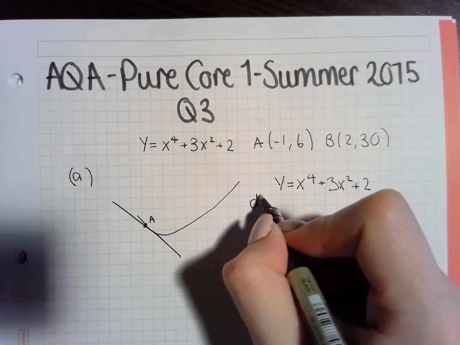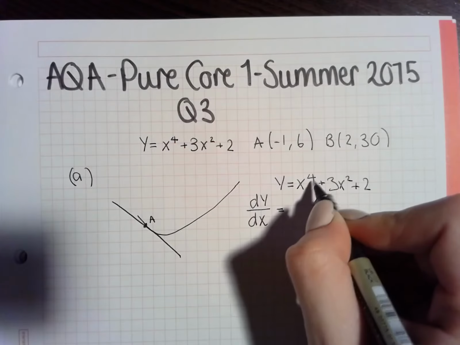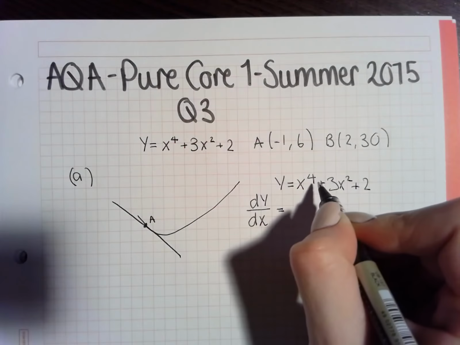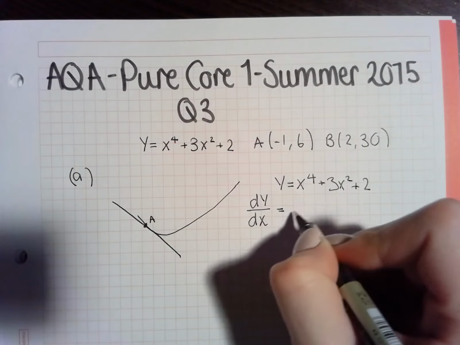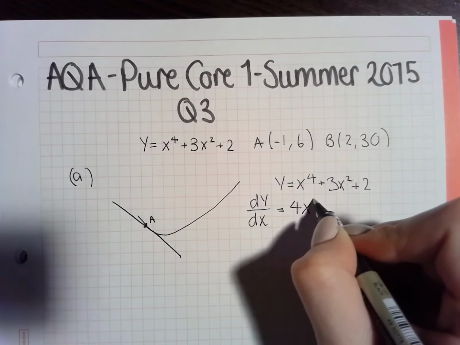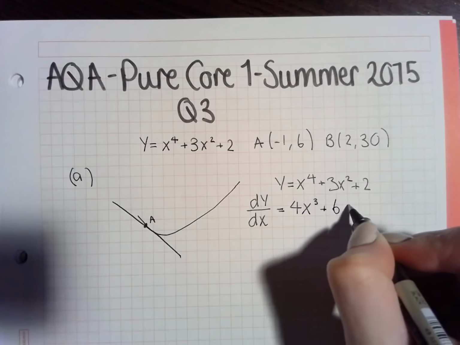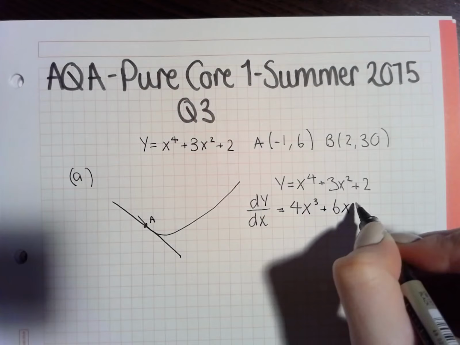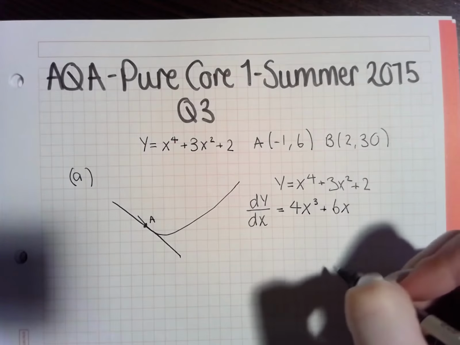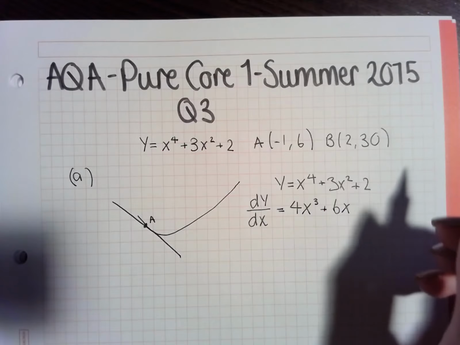And so let's do this. dy over dx equals, this part times by 4 times by the power, x, and then take 1 away from the power. Same with this, times by the power, 3 times 2 is 6, x, take 1 away from the power, so it's just x to the power of 1. And then 2, because there's no power of x, you times by 0 and it disappears.